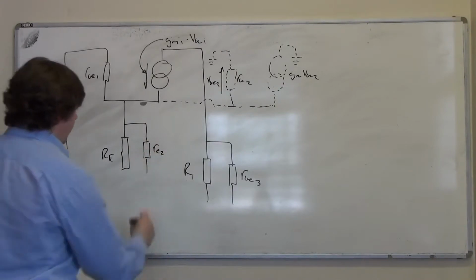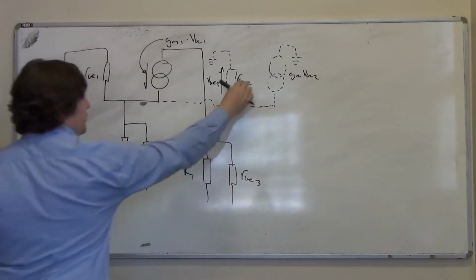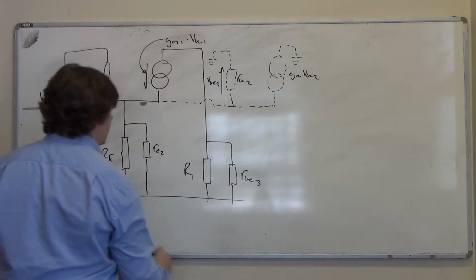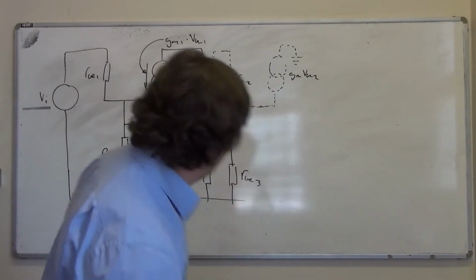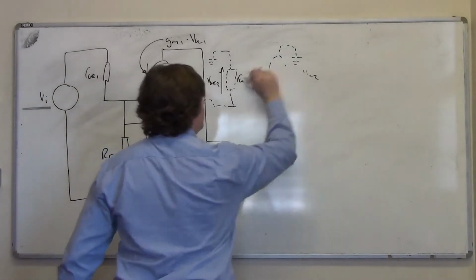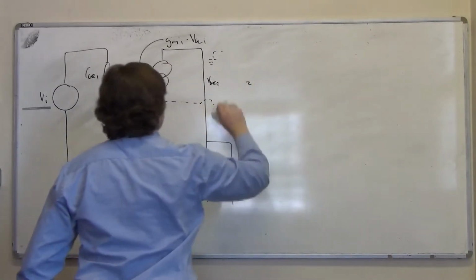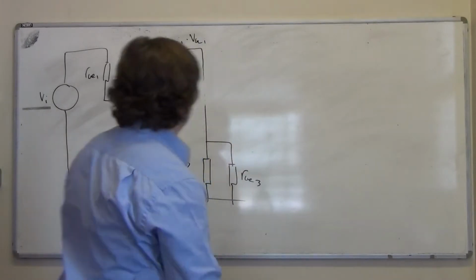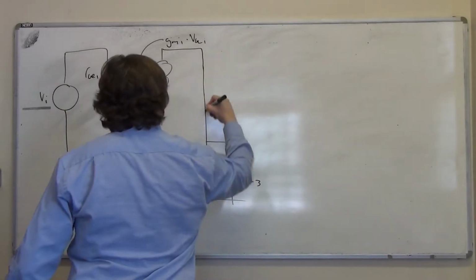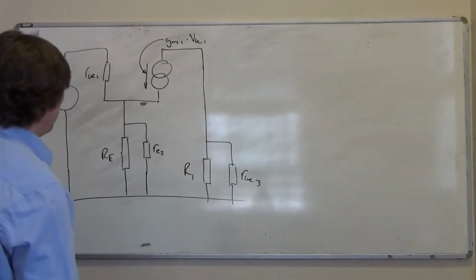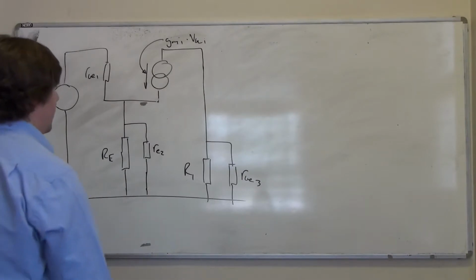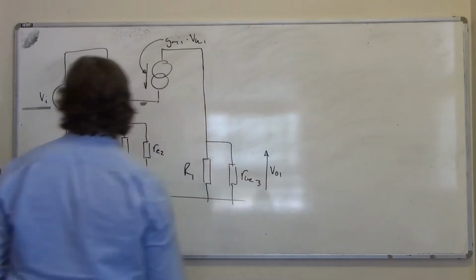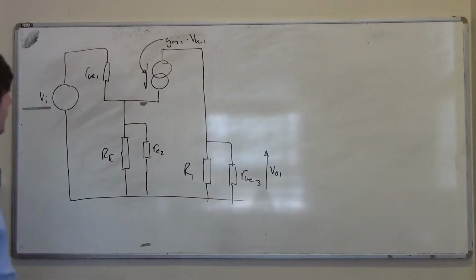RE2. And that's much nicer than having all this stuff over here. So I'll just finish off my model, and I'll delete the stuff that's dashed because we've just simplified it so that we don't have to deal with that now. And our small signal model all comes down to this, which is much more friendly. And we're still interested in VO1 as a function of VI.